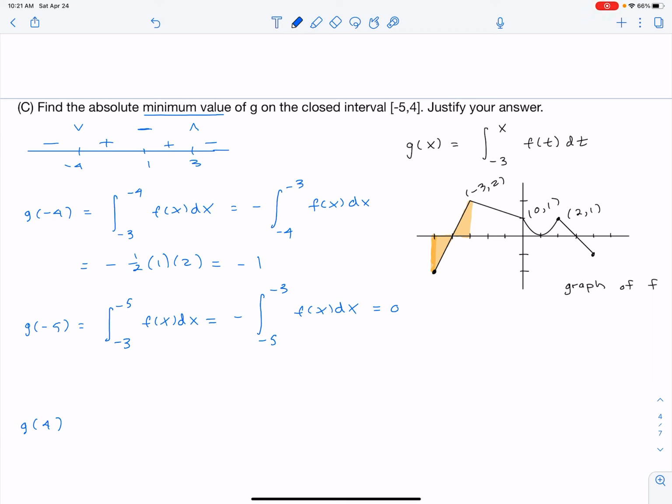If you're worried about it, you are more than welcome to say, okay, that left one is negative 1/2, the base is 1, the height is 2. I just want to make sure it's negative. So this one's negative, and then plus the other one, which is positive 1/2 times 1 times 2, which equals 0, or leave it as is. Again, I do think this would be fine right here. I do not think you need to show this.